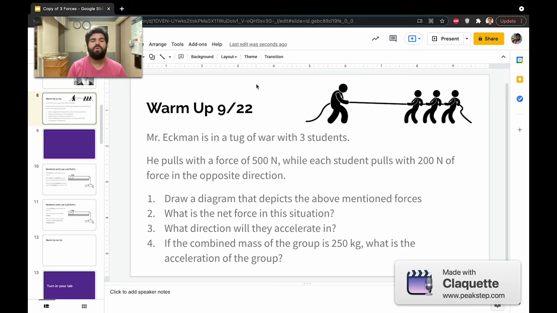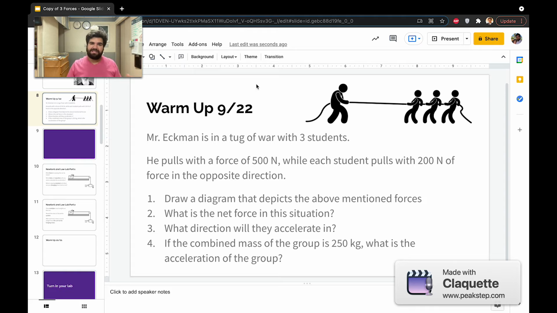Mr. Ekman is in a tug-of-war with 3 students. He pulls with a force of 500 newtons, while the other students are pulling with a force of 200 each. Your job for this warm-up is to draw a diagram that depicts the above-mentioned forces. Tell me the net force of the situation. What direction are they going to accelerate in?